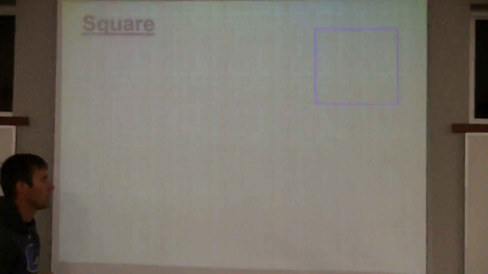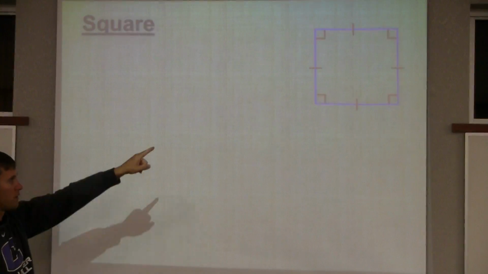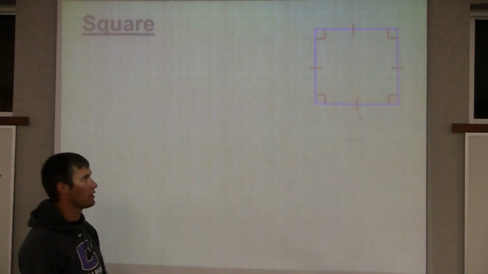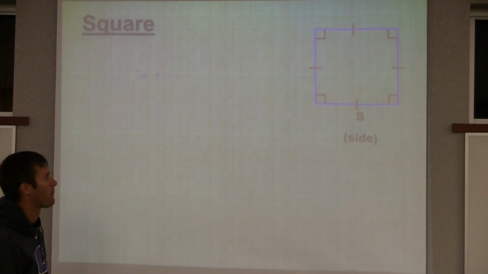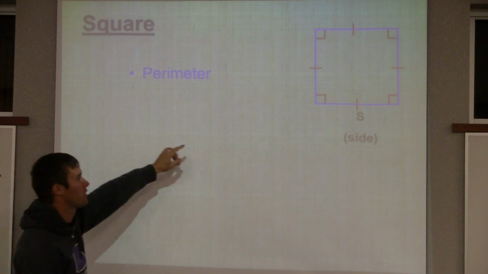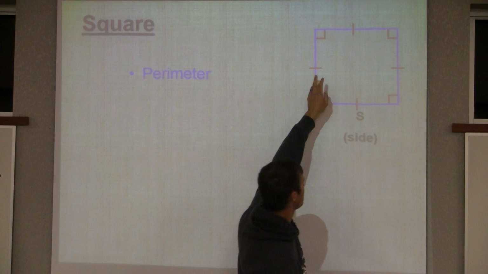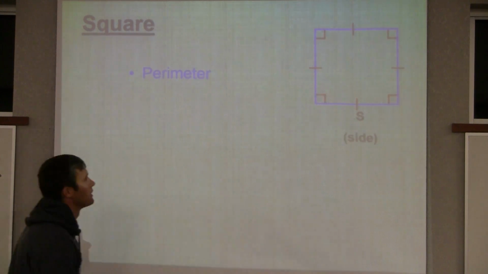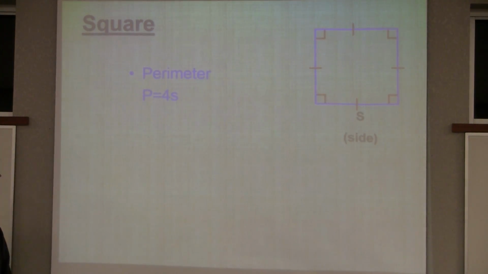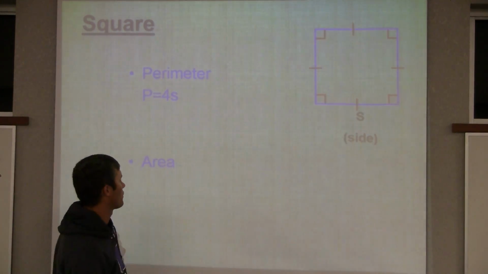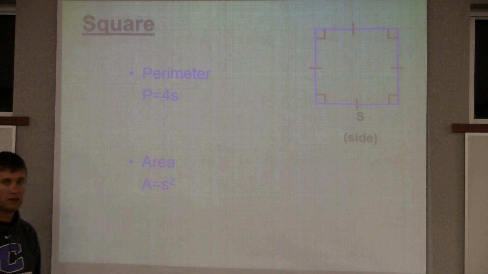Find the area of the square, very similar. The difference between a rectangle and a square is that a square has four congruent sides. So if we want to find the perimeter, we'd add up this side, so S plus S plus S plus S, or 4 S's. So our perimeter is 4 times S. To find the area, it'd be side times side, so S times S, or we'd write that as S squared.